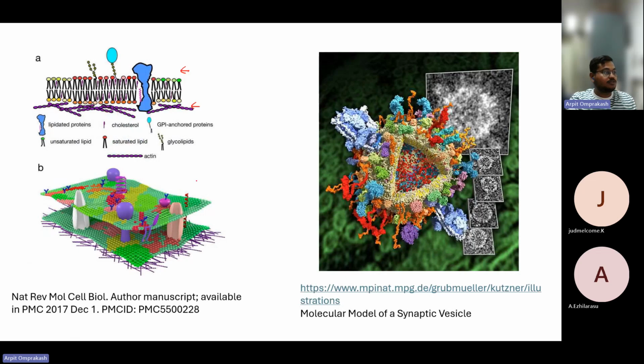Now, this is again a 3D representation of the same thing. Here we see a molecular model of a synaptic vesicle. So a vesicle is a cell organelle which has a membrane, right? It is generally used for transporting stuff or carrying things from one part of the cell to another.